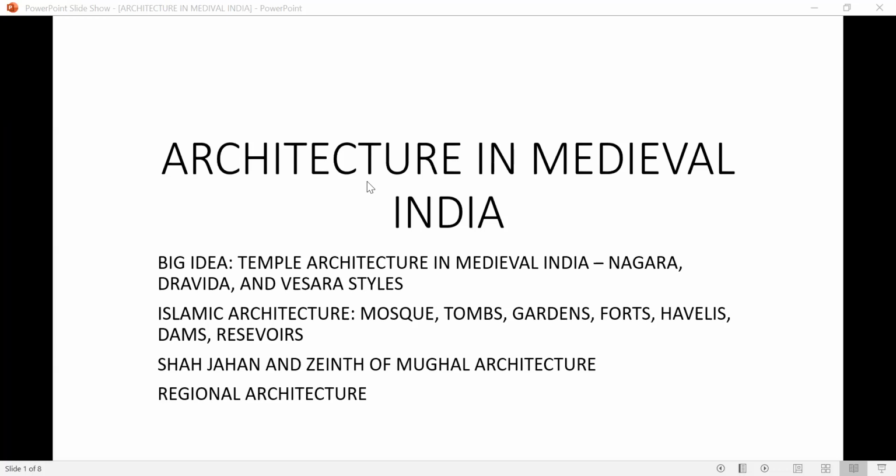So let's take a big idea again. The big idea of this chapter is to understand the temple architecture in medieval India, and the three styles of making that architecture were Nagara, Dravida and the Vesara style, that we are going to understand in brief today. So let's go to the next slide, right?